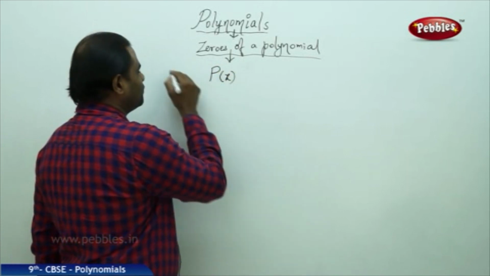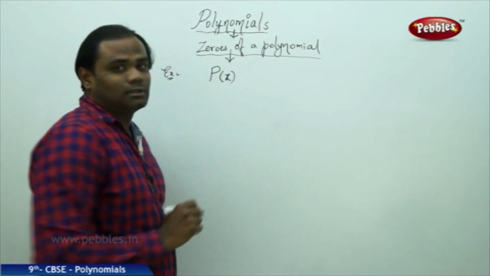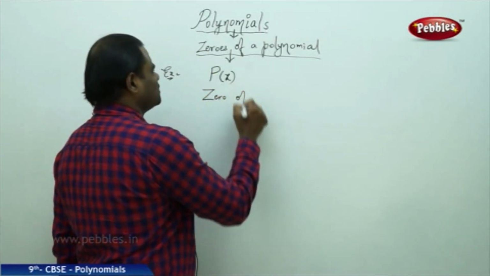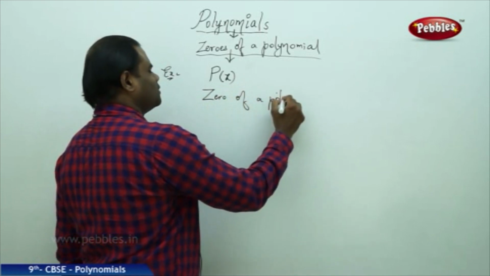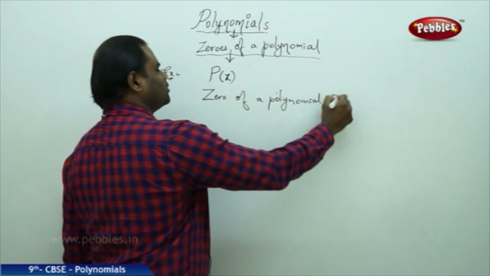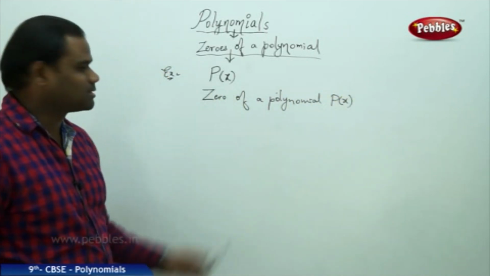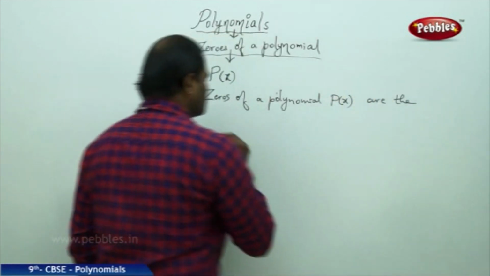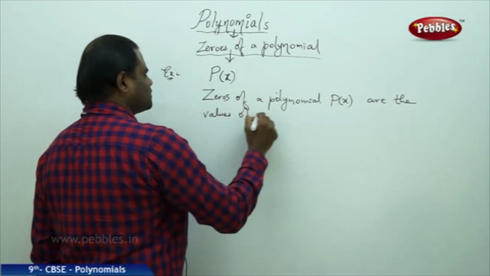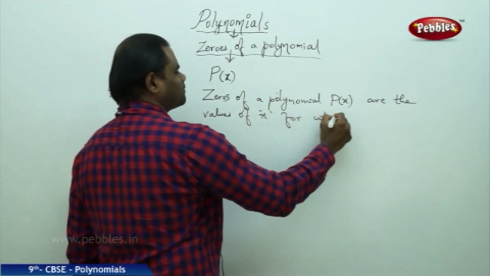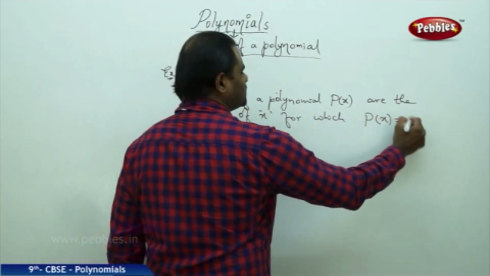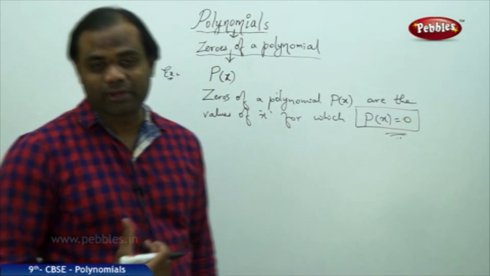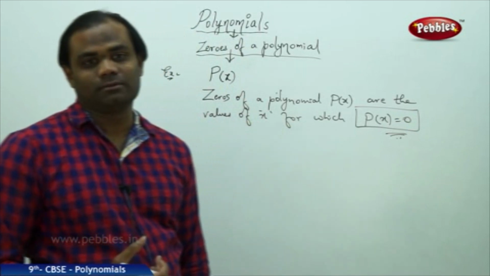Let me take the polynomial p of x. Now, zero of a polynomial is defined as follows. Say for example, for p of x, the zeros of a polynomial p of x are the values of x for which p of x equals 0. This is the main condition which makes us extract the value of x, and that x is called a zero of a polynomial.